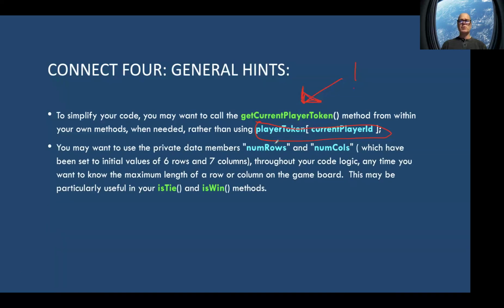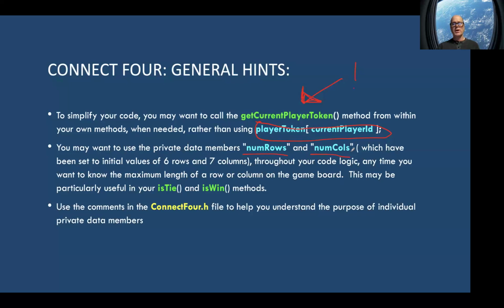You also might want to rely on the private data members, num rows and num cols, so you don't get confused about which one's which. We always have 6 rows. We always have 7 columns. A lot of times that throws people off, because in tic-tac-toe it was a 3x3, perfectly square, so you could have swapped row count for column count. Here we have to get the right numbers. So keep that in mind.